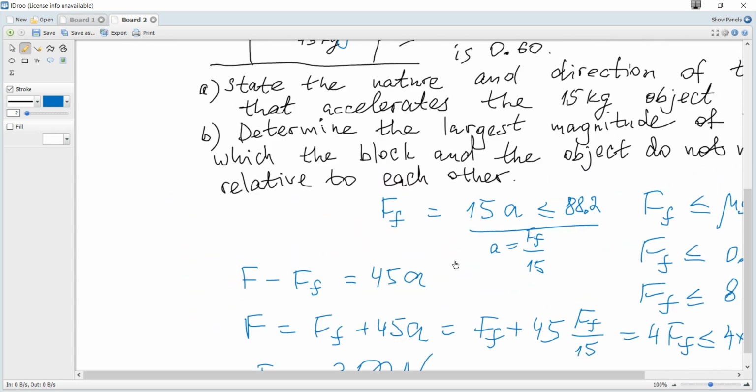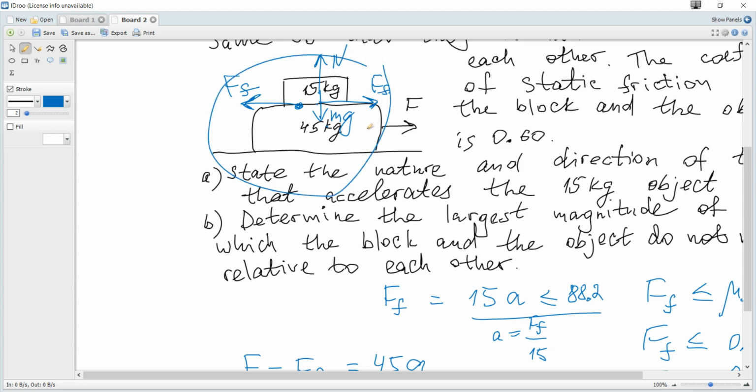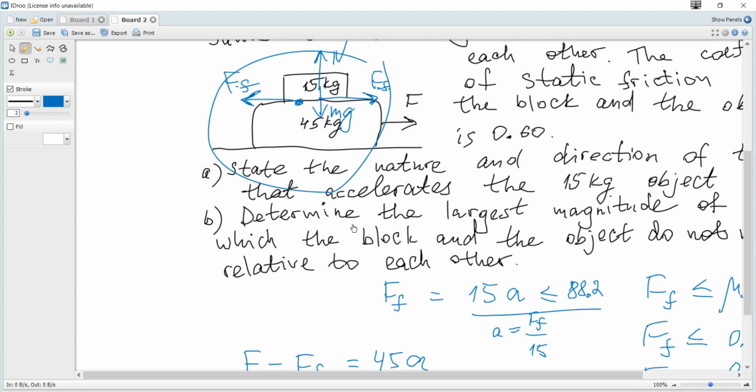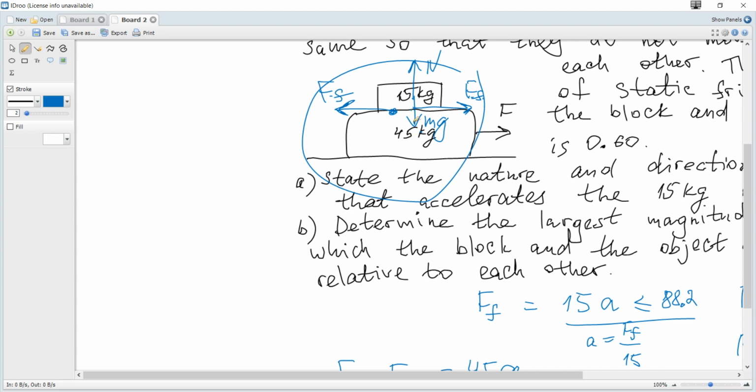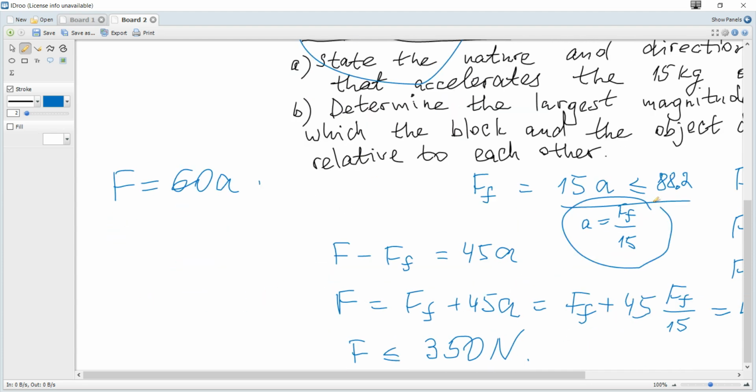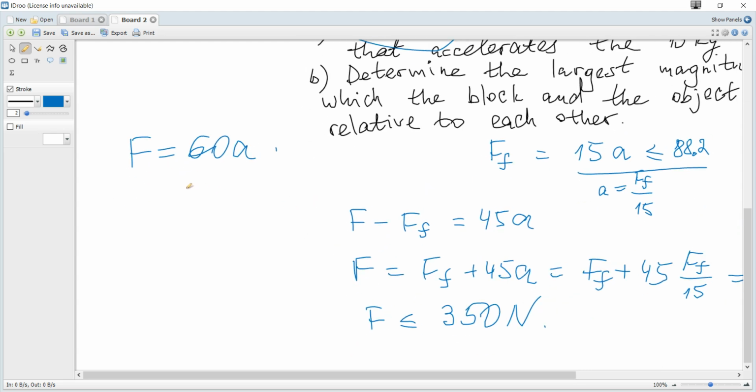Or you may consider these two blocks as one object, and this frictional force and that frictional force cancel each other because they are an action-reaction pair, two equal forces in opposite directions. They are called inner forces, and they just cancel each other. Hence we can see that the mass of this object becomes 60 kilograms, and there is only one force which accelerates it, it's F, so we can write that F is 60a, and we can substitute a from this, or you may just substitute the maximum possible acceleration to get the maximum possible force.